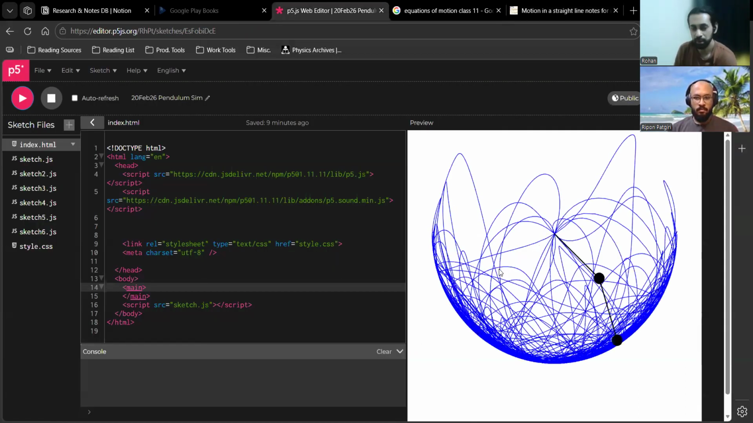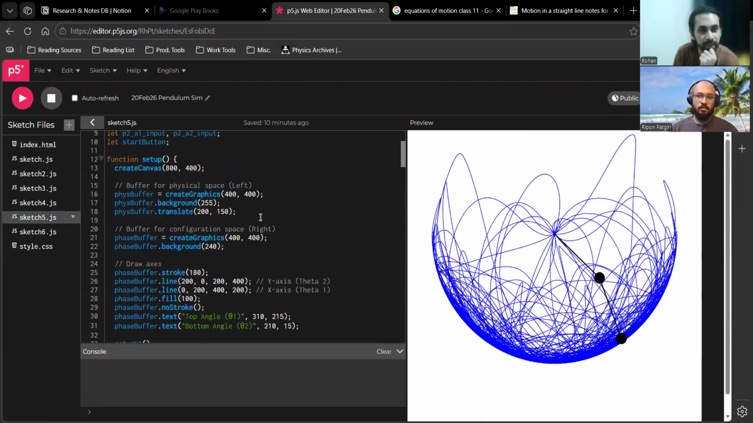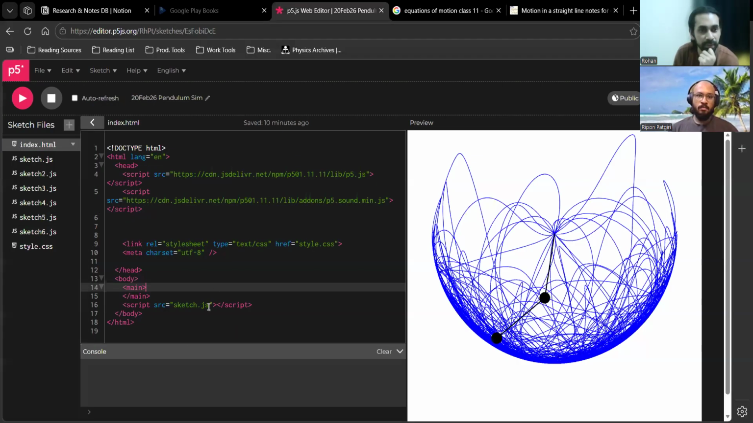But this is a non-linear system. Here, even a very small change can make a lot of difference. A lot in the sense that it is completely unrecognizable. I'll show you a different one where I'll have two pendulums and I'll simulate both of them at the same time. Let's see which one it was. Was it 5?